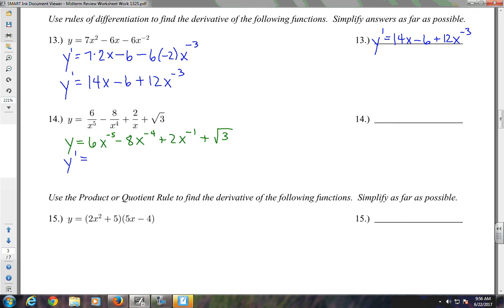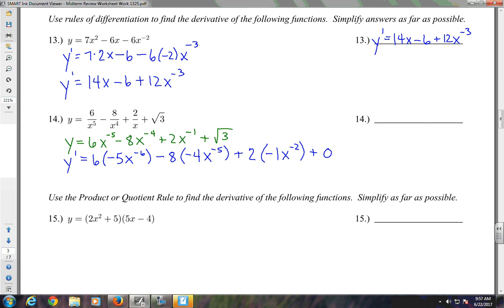Applying the power rule, term by term, we have constant multiplier 6 times derivative of x to the negative 5th, which would be negative 5x to the negative 6th. Next term, we have constant multiplier negative 8. Applying the power rule to x to the negative 4th, we end up with negative 4x to the negative 5th. Remember, because we subtract 1 from the exponent. Next term, we have constant multiplier 2. Applying the power rule yet again, we have negative 1 times x to the negative 2. The derivative of square root of 3 is simply 0 because the derivative of a constant is 0.